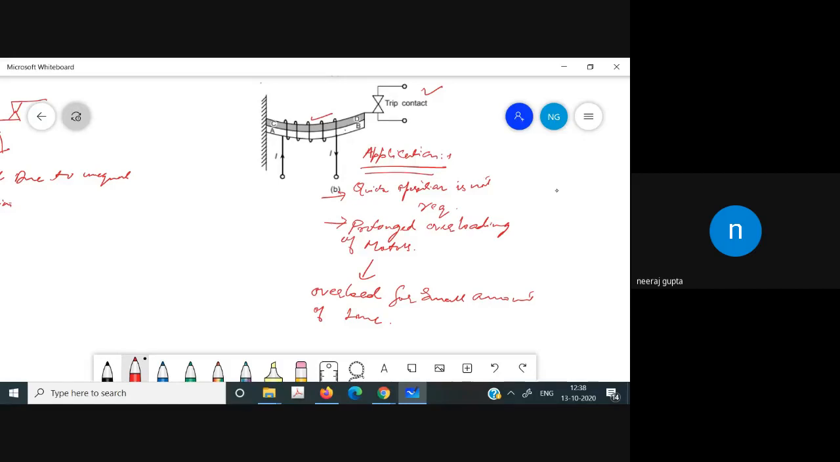So the advantage of the thermal inertia of the system is used for the protection of the motor, because if we are overloading the motor for a small amount of time, then it's okay. Now, this is all about the thermal relay. The other relay which is commonly used in the protection system is the overcurrent relay. Now, we will discuss the overcurrent relay.